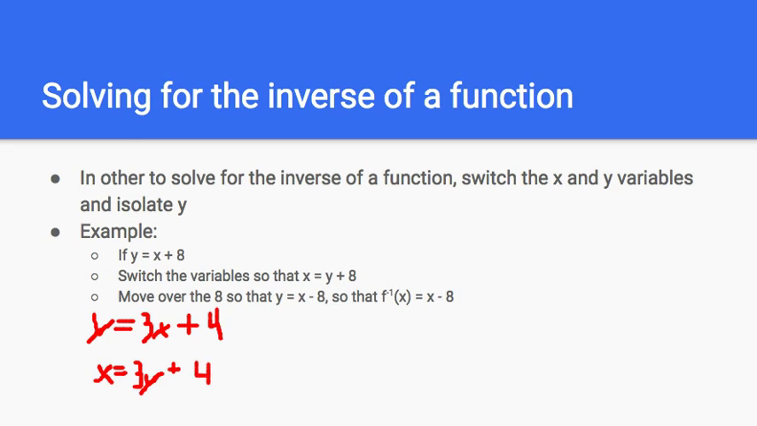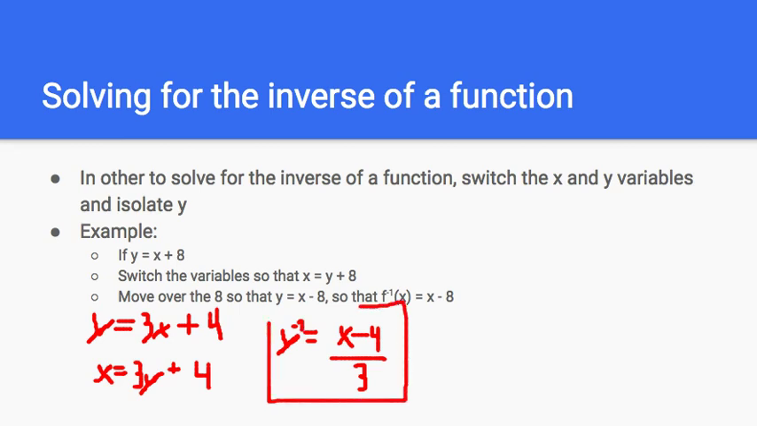and isolate y. So what we do here is we have to first move over the 4 and then divide by 3. So as an end result, we would have y equals x minus 4 divided by 3. And that would be our inverse function. I'm sorry, let's never forget to put the negative 1 in here, indicating that it is the inverse. So that is our inverse function right here.